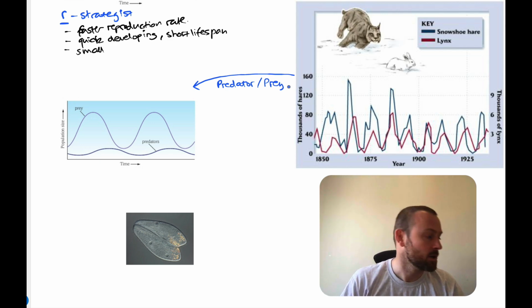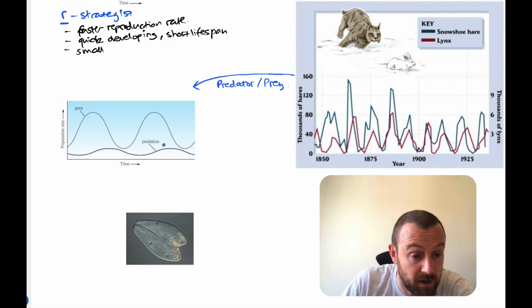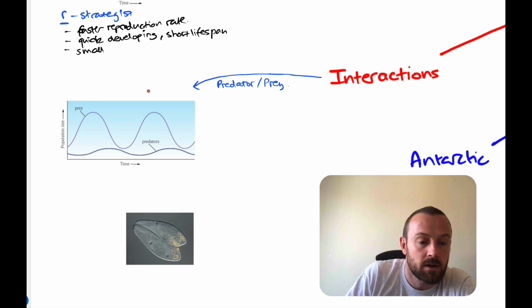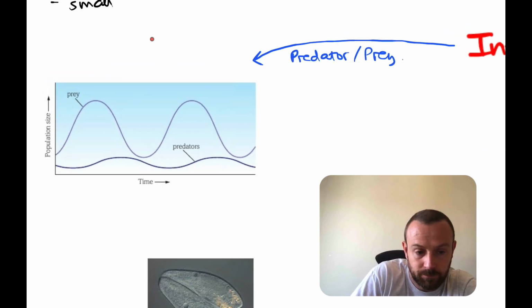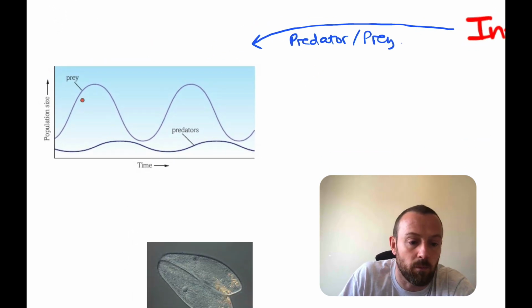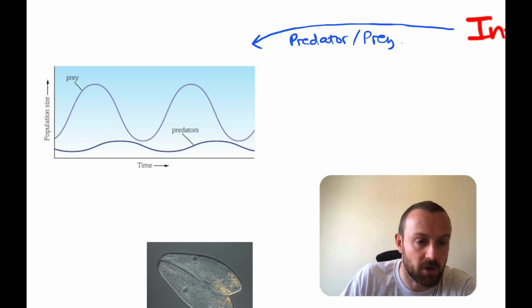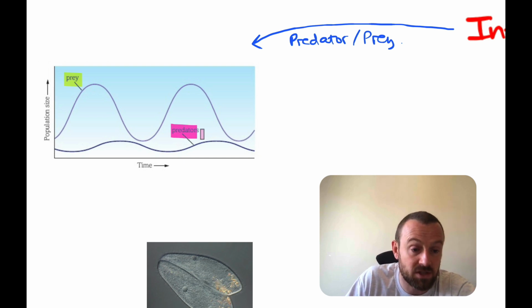Okay, so what happens? Well, let's look at this curve here. So the prey population, let's say it starts out pretty high, okay? The prey population is high. Now, the first thing to notice here is that the prey is up here and the predator population is always going to be lower.